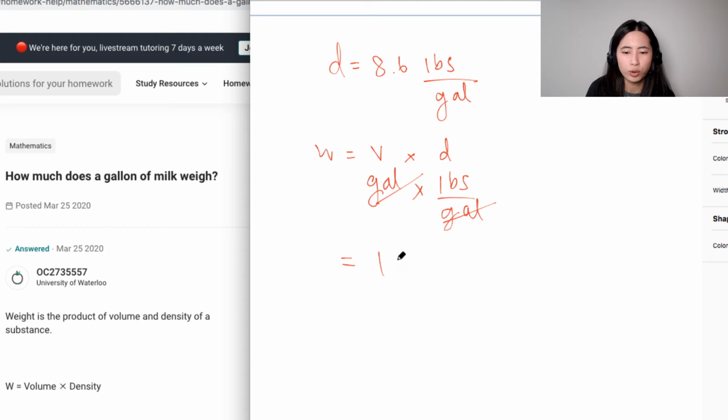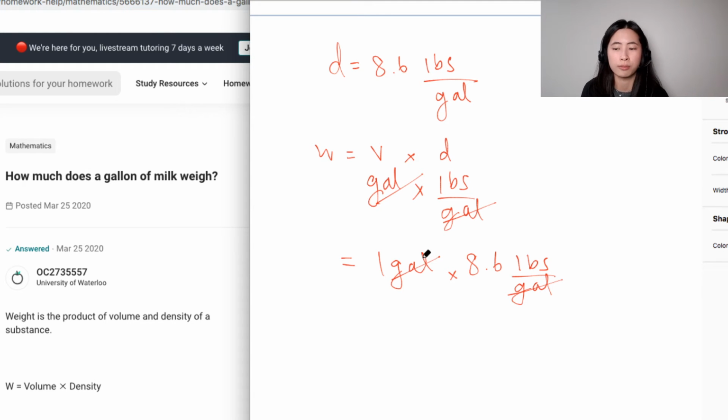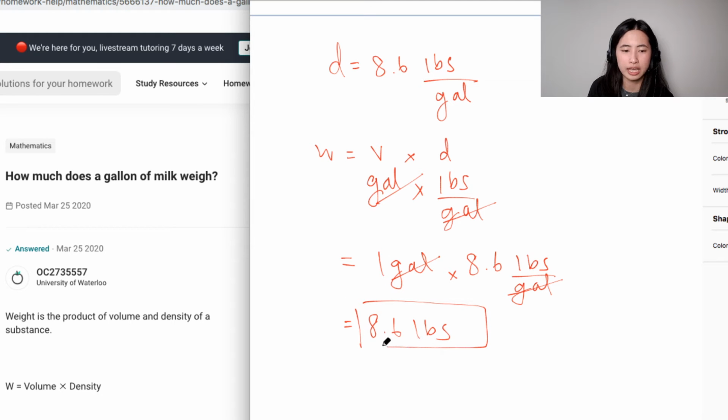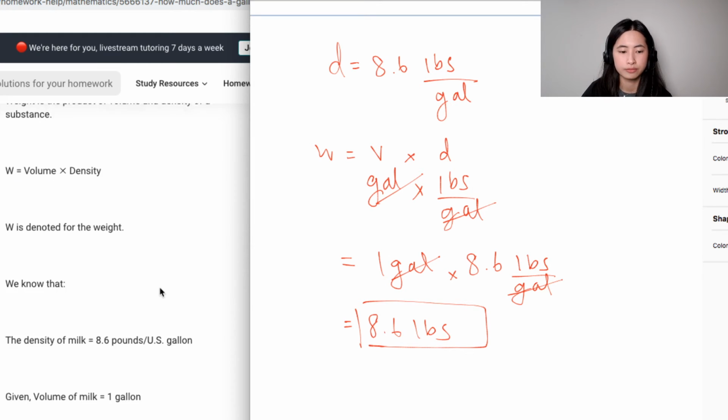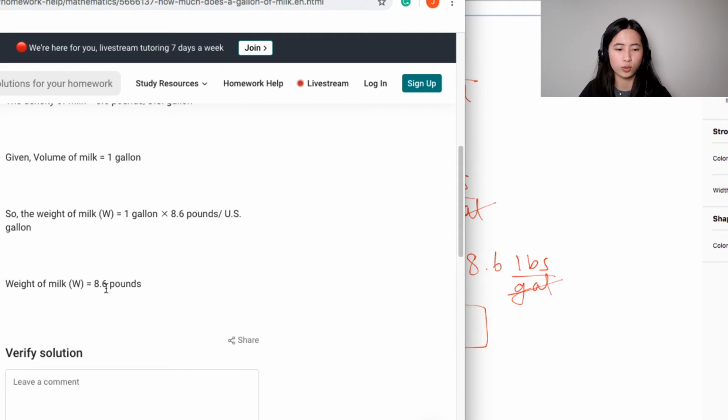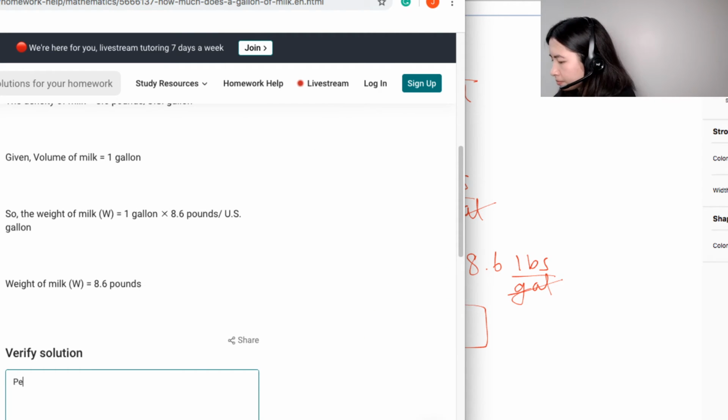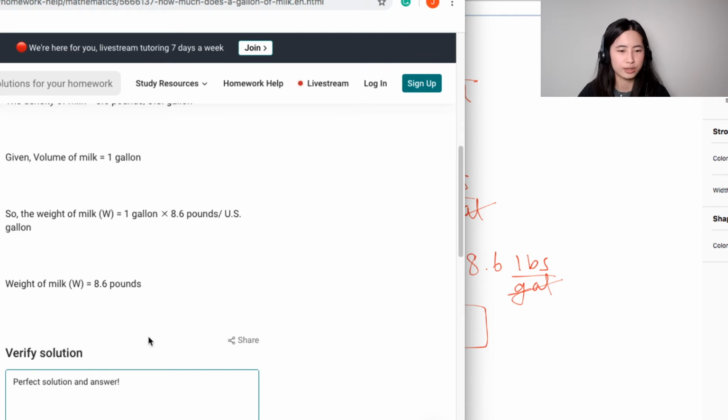Because they're saying you have 1 gallon, this is just going to go here. And remember, this is unit analysis or dimensional analysis. They're saying we have 8.6 pounds per gallon. As you can see, we can cancel the units, and we just get 8.6 pounds. So this should be the weight of a gallon of milk, and that's what they have here. Okay, I have no comment because everything is right.